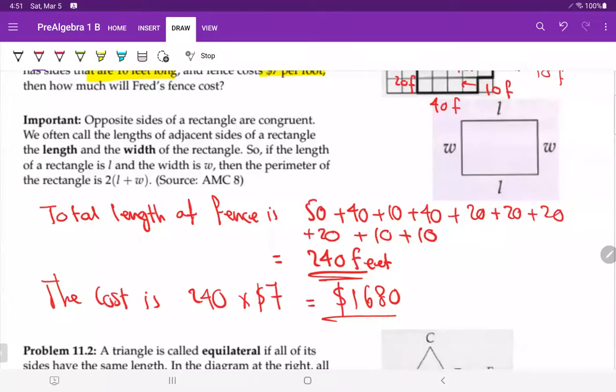Important. Opposite sides of a rectangle are congruent, correct? Because this side is equal to this side, and this side is equal to this side, right? So to find the perimeter of this, L plus L plus W plus W, which is 2 times L plus W, the perimeter.